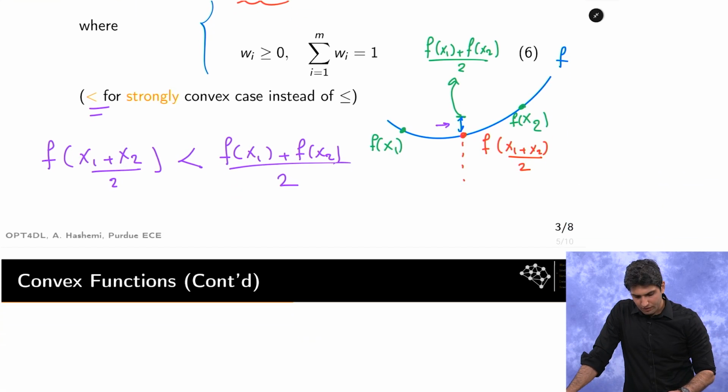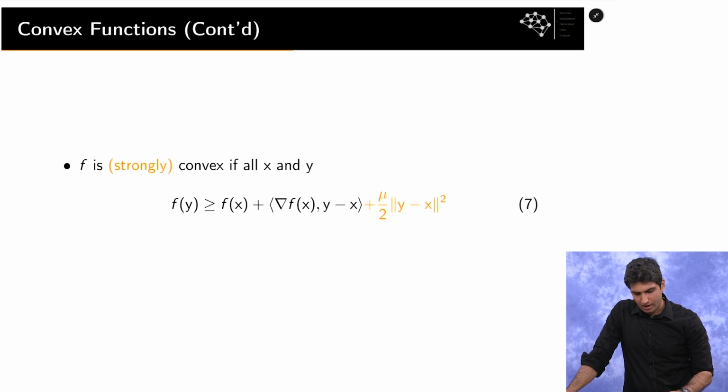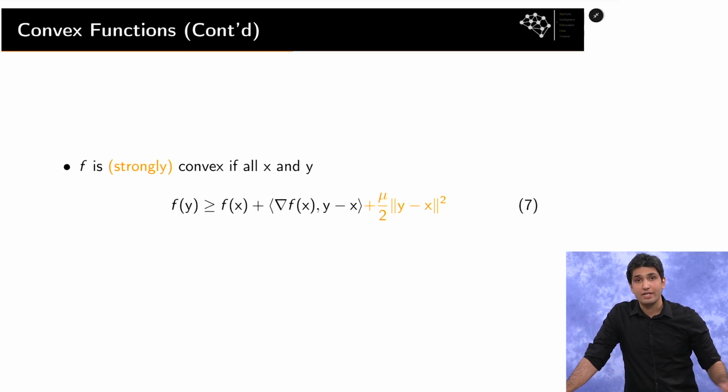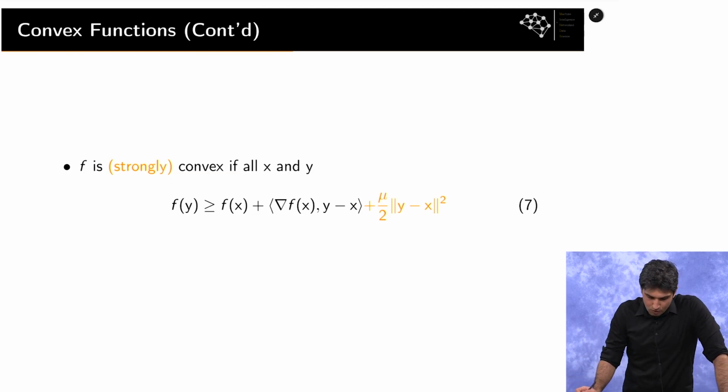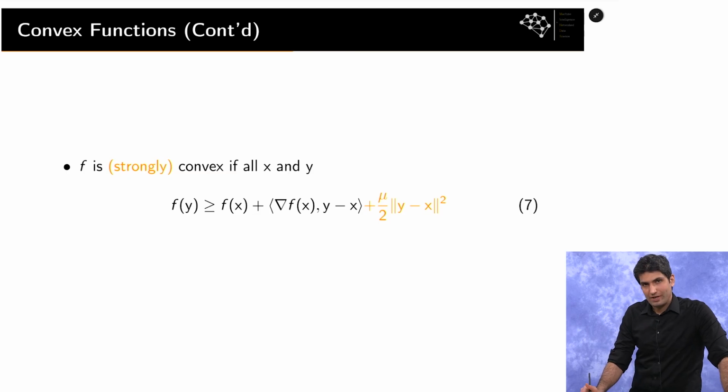So convex functions can be characterized using multiple equivalent definitions, and sometimes one definition is more useful in terms of, let's say, the theoretical analysis of optimization algorithms, in terms of assessing the quality of the solution, etc. So therefore, let's also talk about those two other equivalent definitions of strongly convex functions and also convex functions.